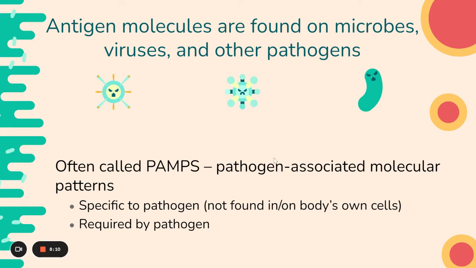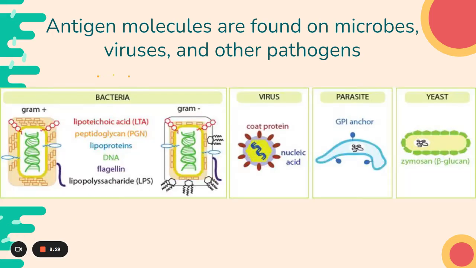And this is just getting at the idea that they're pathogen associated, so they're sort of molecular motifs that we associate with disease-causing bugs, and they're molecular patterns. So these are often going to be proteins or carbohydrates or some other kind of small molecule. And this next slide here is just showing an example of different kinds of PAMPs that we might find in bacteria, viruses, parasites, and yeast.